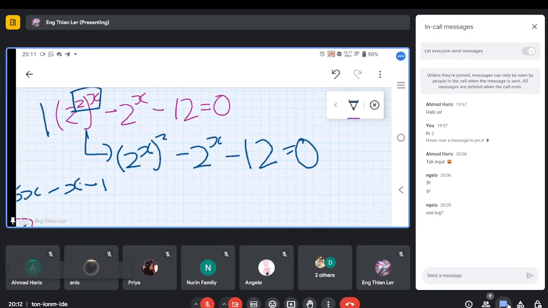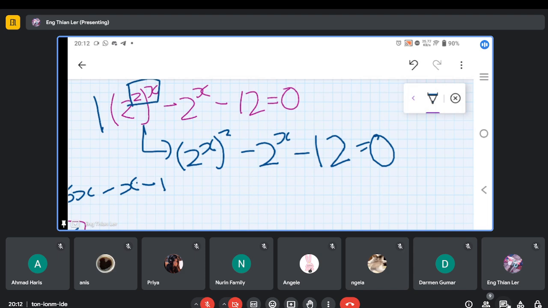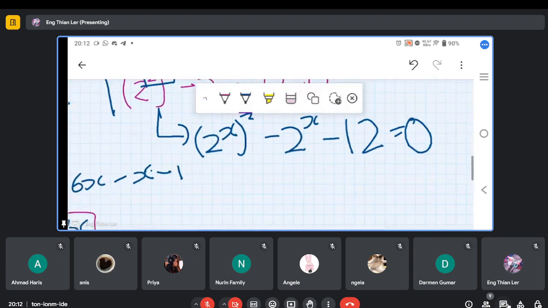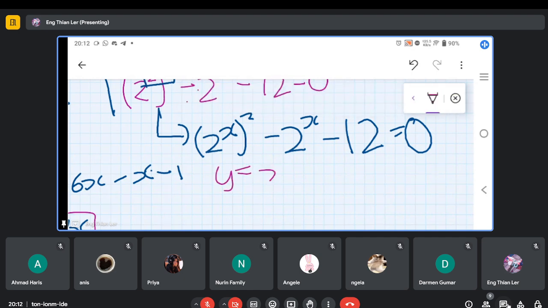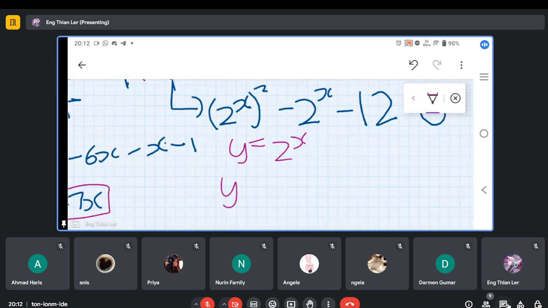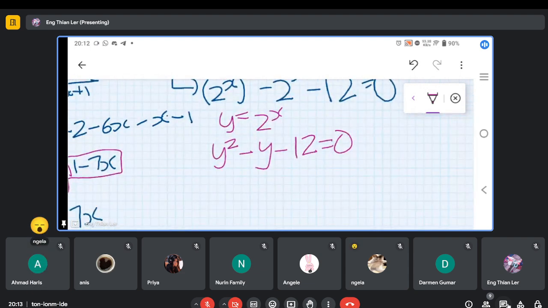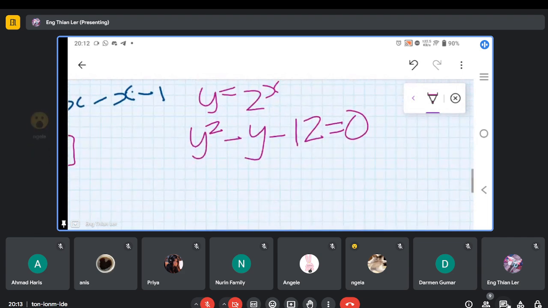Alright. It's okay. This is actually a quadratic equation. How do I know? I will let y equal to 2 to the power x. So we substitute 2 to the power x with y. Look: y squared minus y minus 12 equals 0. Now we've got the quadratic equation, and we need to solve for y.